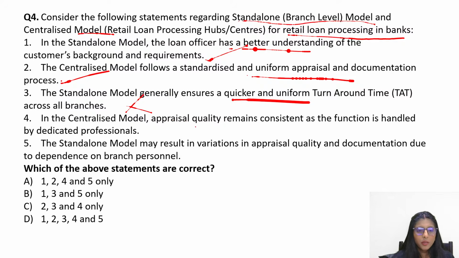In centralized model, appraisal remains consistent as the function is handled by dedicated professionals. Here it's incorrect. Oh, sorry, it's correct. The standalone model may result in variation in the appraisal quality and documentation due to dependence on branch personnel. It is correct. So which are the correct statements? 1, 2, 4, 5 are correct. Option A is the right answer.